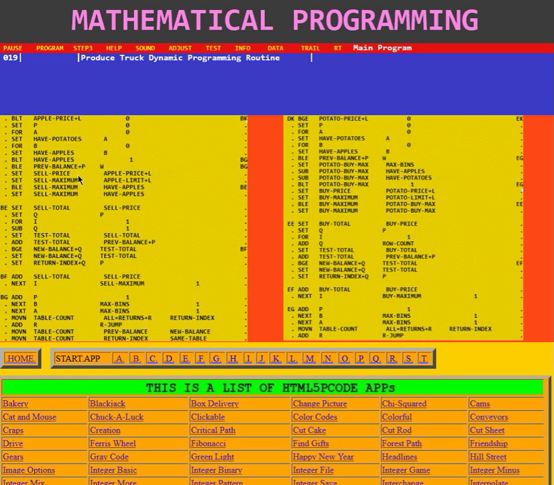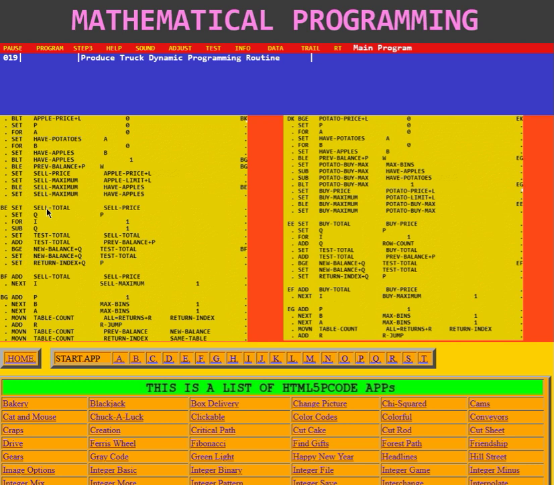Well, if we do have a previous and we do have apples to sell, it says set the sell price to the apple price for this city. L is the offset for this city for both price and next for the limit, how many can be purchased. So the sell maximum is set to that limit. But maybe that's more apples than we have. So then it says, well, branch if the sell maximum is less than or equal to have apples, well then it's okay. But if not, we have to set the sell maximum to how many apples we have. Because right here we're going to go around a loop for how many apples we have, the sell maximum.